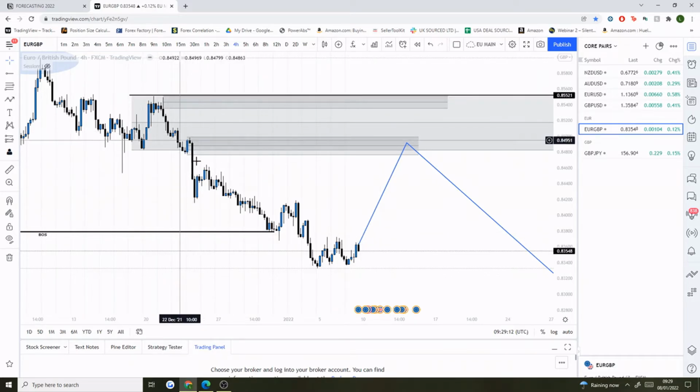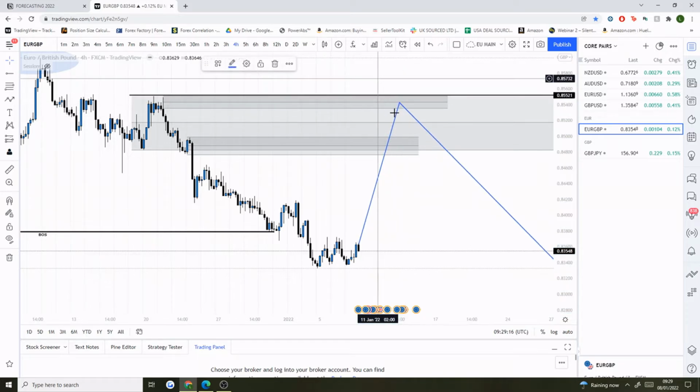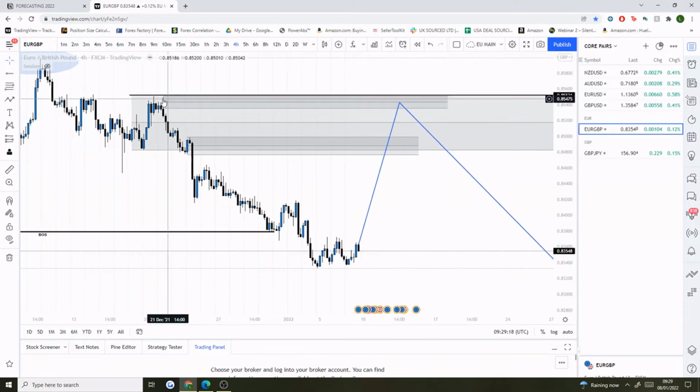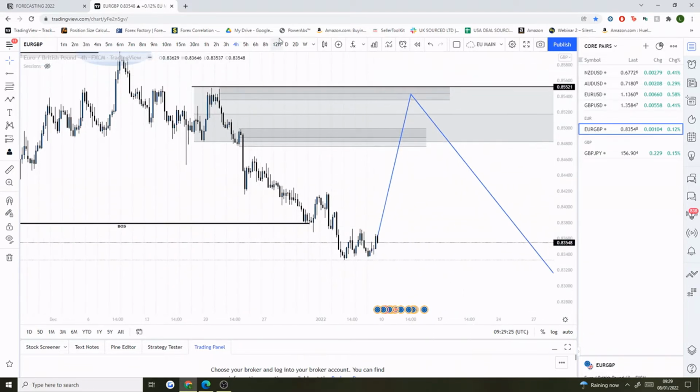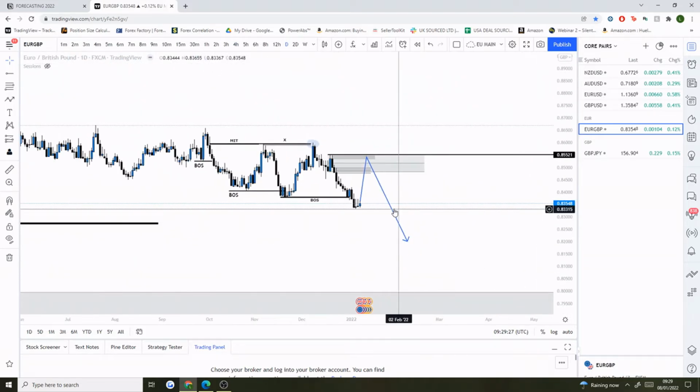Failing that, and if we do break through that area, then I'd anticipate most likely we're going to see price come right up to the extreme and mitigate an order block that's within that wick there, and then we'll move away from that. And yeah, that's what I'm really expecting on Euro Pound.